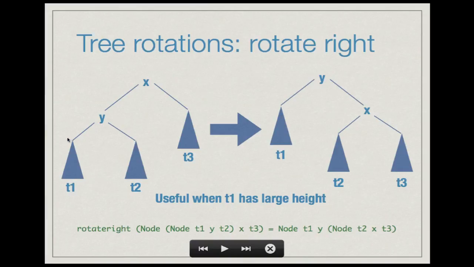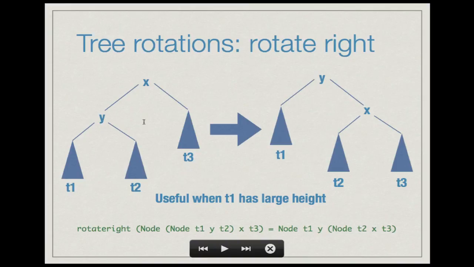Notice that every node in t1 is smaller than y. t1 appears to the left of y. y appeared to the left of x. y is smaller than x. But now x appears to the right of y. And clearly y is smaller than x, or in other words, x is greater than y.